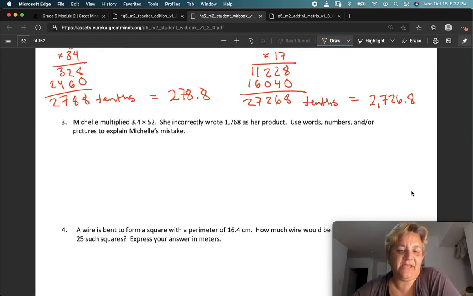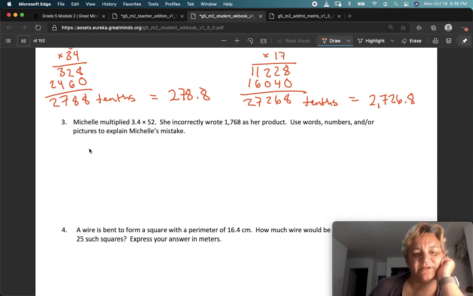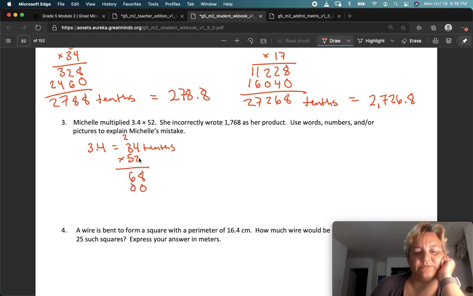Michelle multiplied 3 and 4 tenths times 52. She incorrectly wrote 1,768 as her product. Use words, numbers, and or pictures to explain Michelle's mistake. Well, let's solve it ourselves first. Let's turn that 3.4 into 34 tenths. And then we're going to multiply that by 52. And 2 times 4 is 8, 2 times 3 is 6, drop 0, 5 times 4 is 20, 2 is 15, 16, 17, 8, 6, 7, 1.